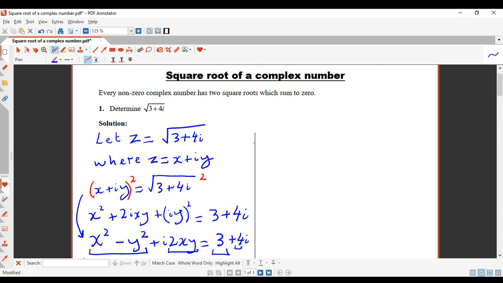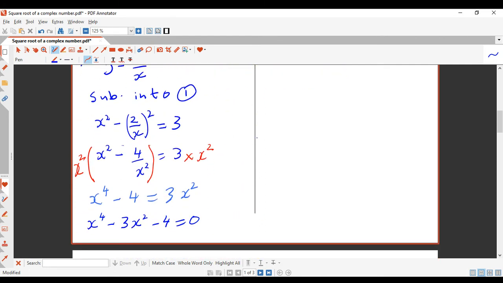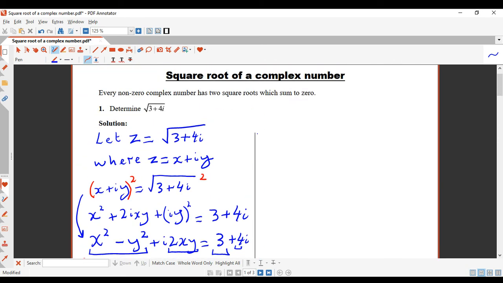So we've got x to the 4 minus 3x squared minus 4 equals 0. Okay, so x to the 4 minus 3x squared minus 4 is equal to 0.